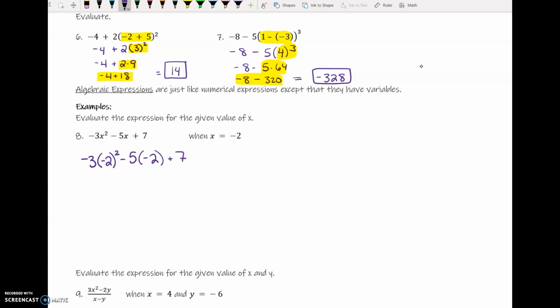Then you can plug it into your calculator or do this kind of in your head. So -2 squared is 4. I can do this multiplication. 5 times -2 is -10. Or some people like to think of this more as -5 times -2, which is +10, and then plus 7, -12 plus 10 plus 7. That'd be -2 plus 7, which would be 5. You can plug this into your calculator once you get to this step if you would like. Just use those parentheses. Parentheses are your friend.